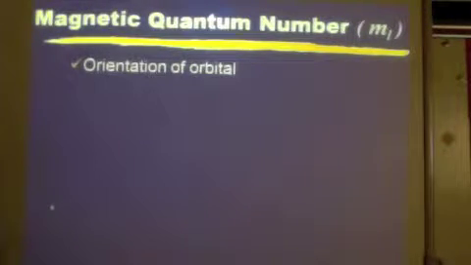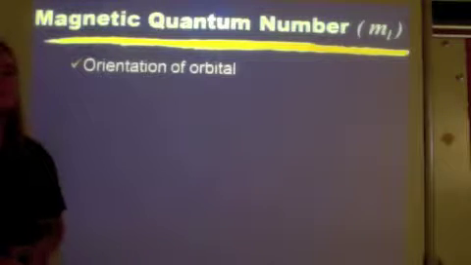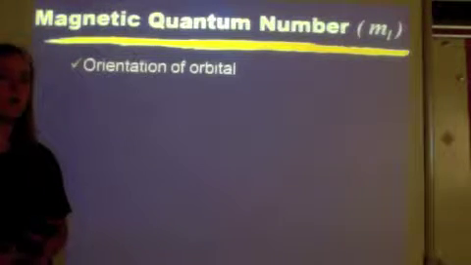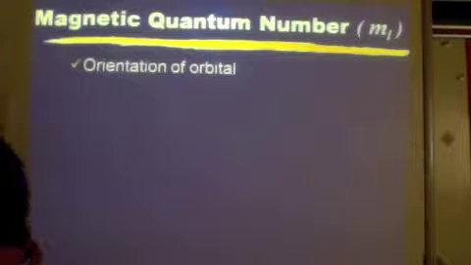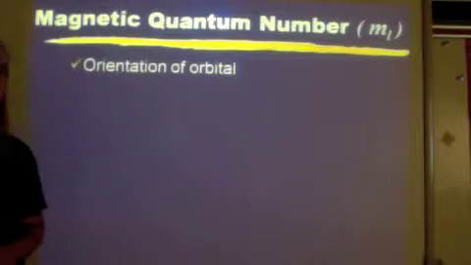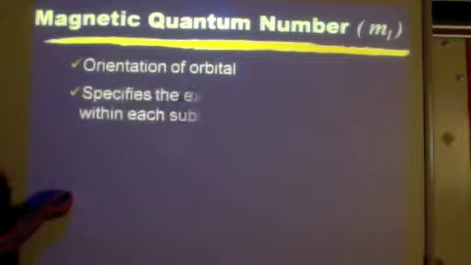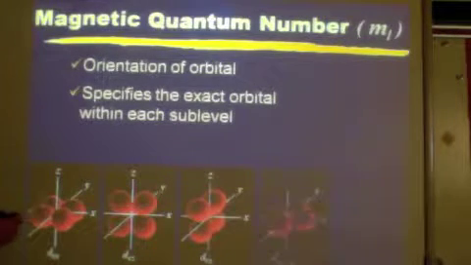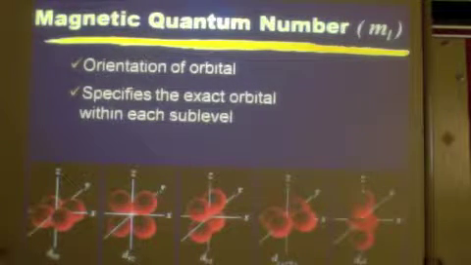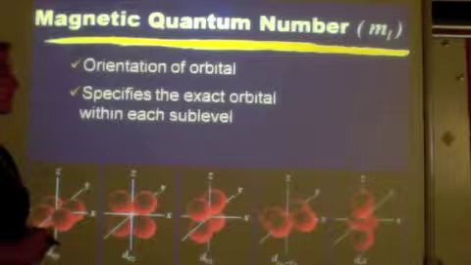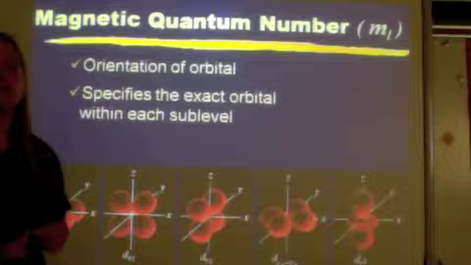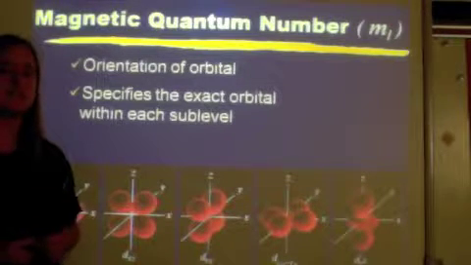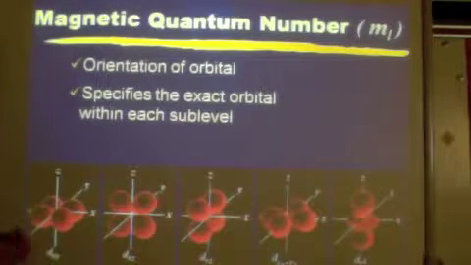The next one is the magnetic quantum number. This tells you the orientation of the orbital. Now, orientation means position. So each of the sublevels has different positions that they can lay in. So you have to figure out which one that it's in based on the magnetic quantum number. So it tells you the specific orbital in the sublevel. So just like your ticket will tell you your specific seat number in the row.